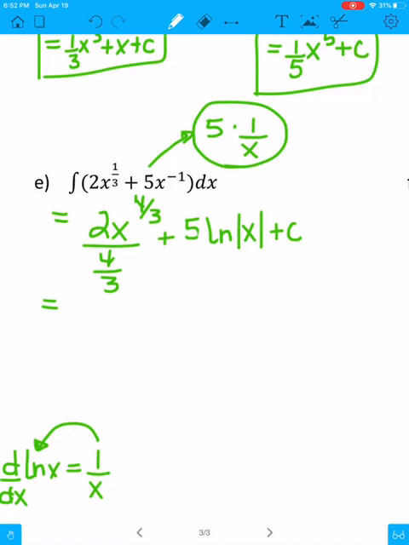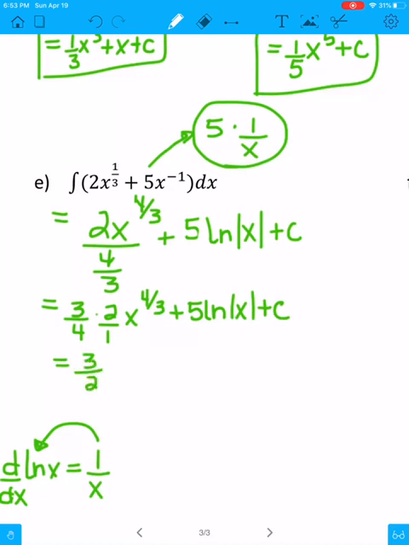So the 4/3 becomes 3/4 because it flips, times 2 over 1, x to the 4/3, plus 5 ln absolute value of x, plus c. And so I get 6 over 4, or 3 over 2, x to the 4/3, plus 5 ln absolute value of x, plus c. Done.